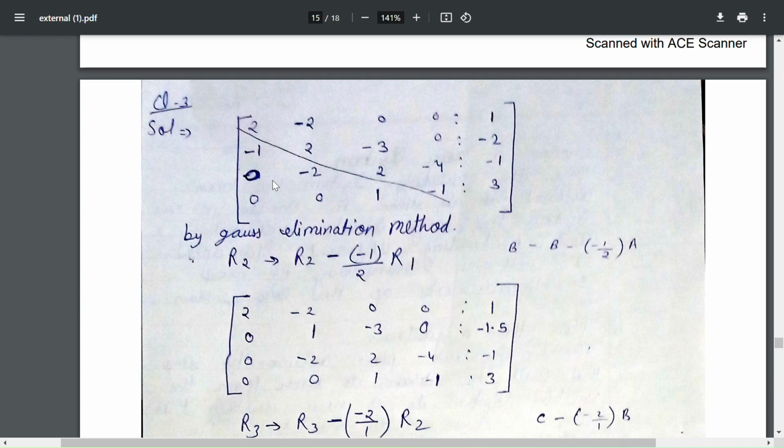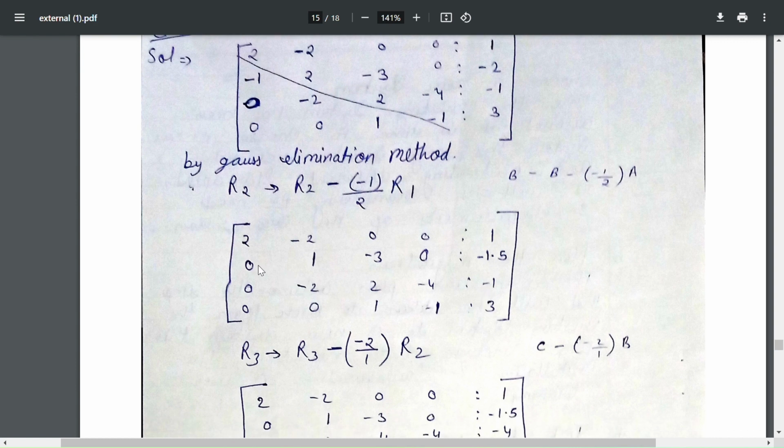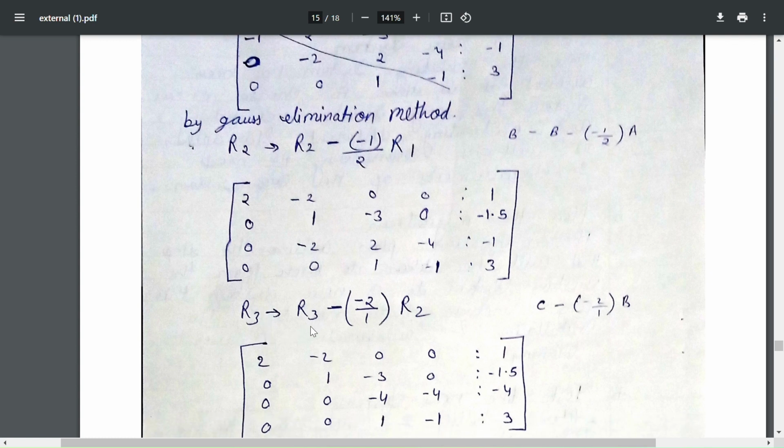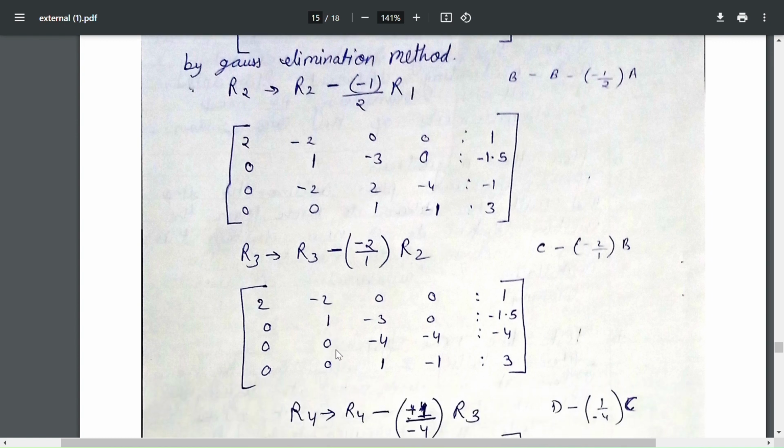On performing this operation on this matrix, we get a new matrix, which is this. Now we have converted this element to 0. Now from this diagonal element, we have to convert these elements to 0. So for R3, we have to convert it into 0, and R4 is already 0. So R3 tends to R3 minus (minus 2 divided by 1) into R2. On performing this, we get 0 in R2.